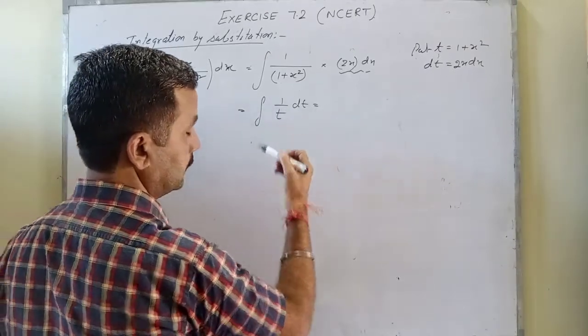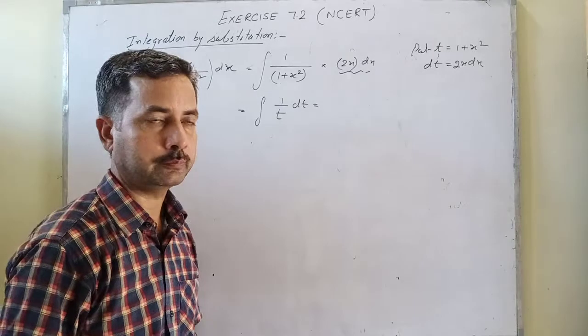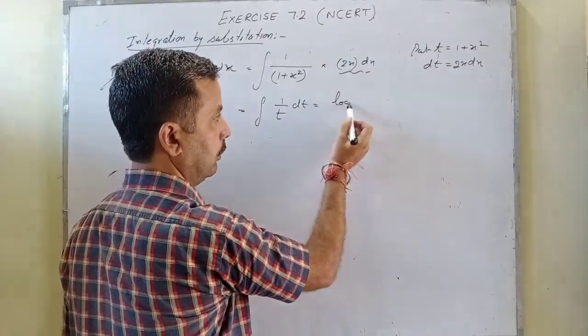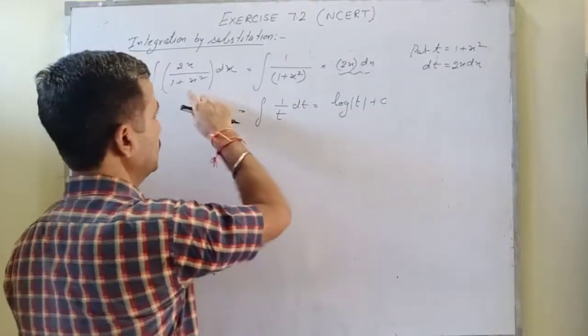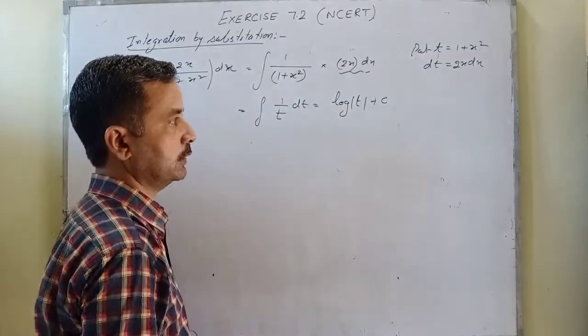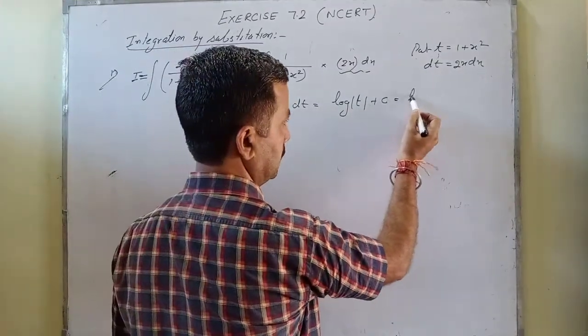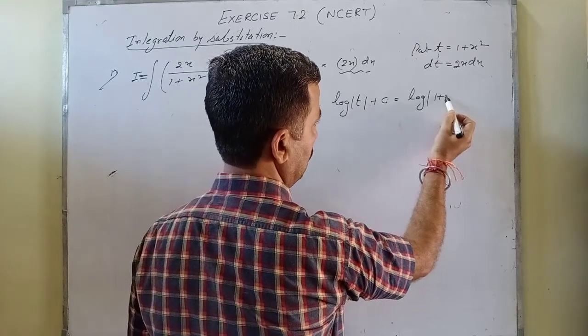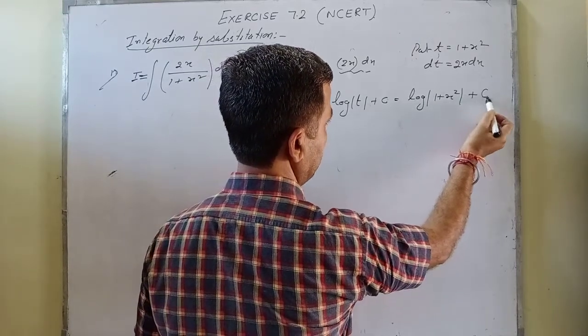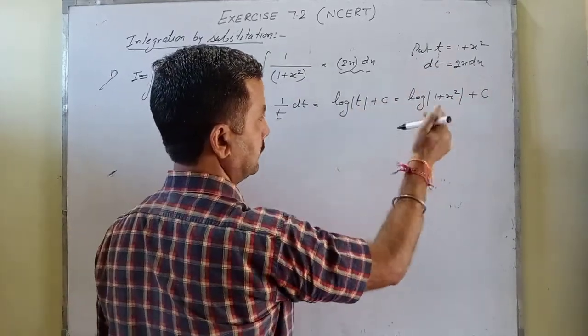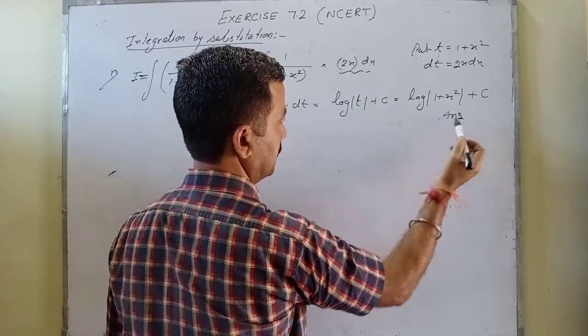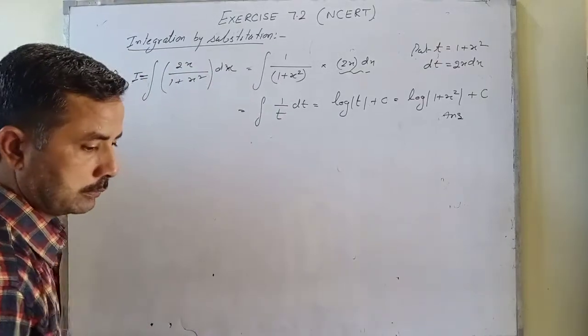And you know the integration of 1 by t is log of t plus c. But as the question is in terms of x, the answer must be in terms of x. So it becomes log of 1 plus x square plus c. We replace t with its value, that is 1 plus x square, and that's your answer. This is question number 1.